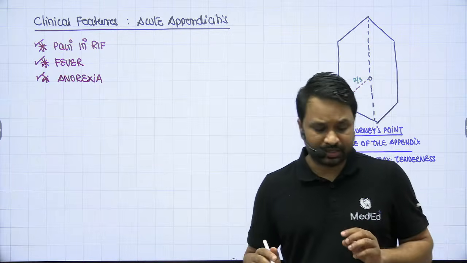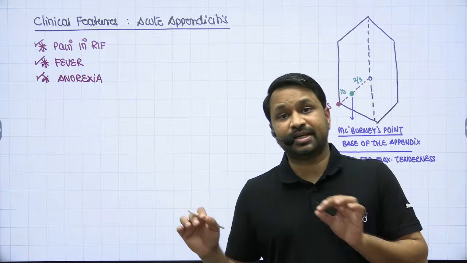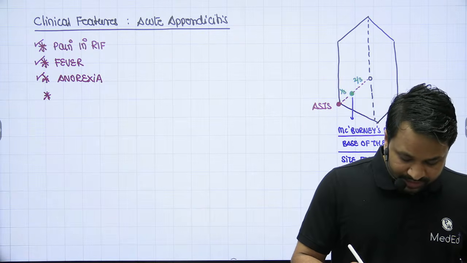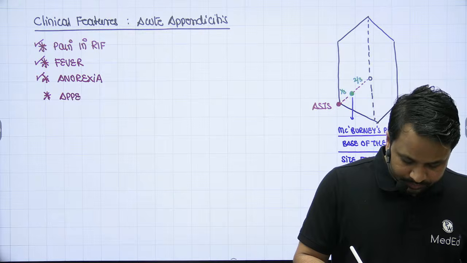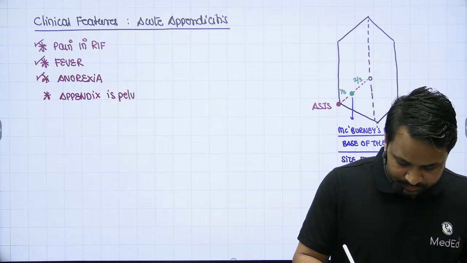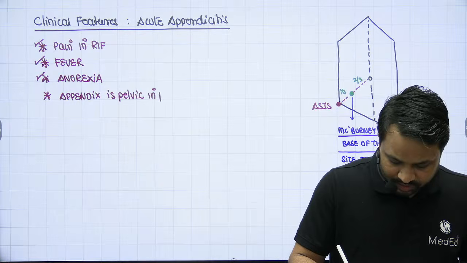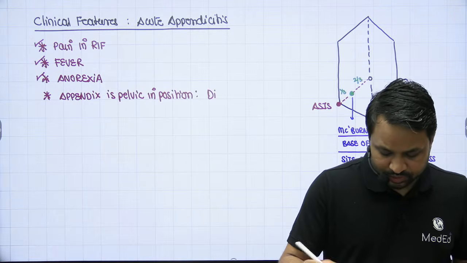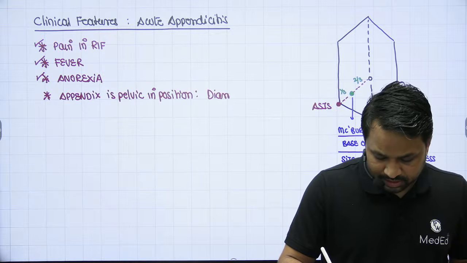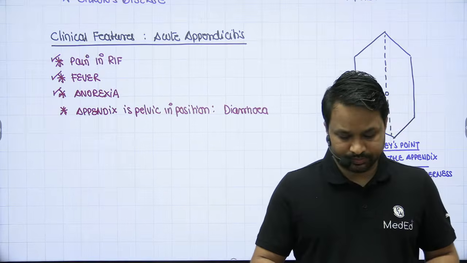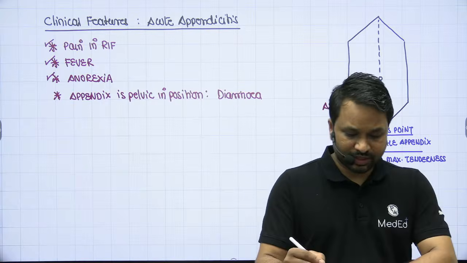A few patients of acute appendicitis can also present to you with diarrhea, but that is when the appendix is pelvic in position. If it is pelvic in position, due to irritation of the bowel, it can also result in diarrhea. So when a patient presents to you with these features, I would like to examine.